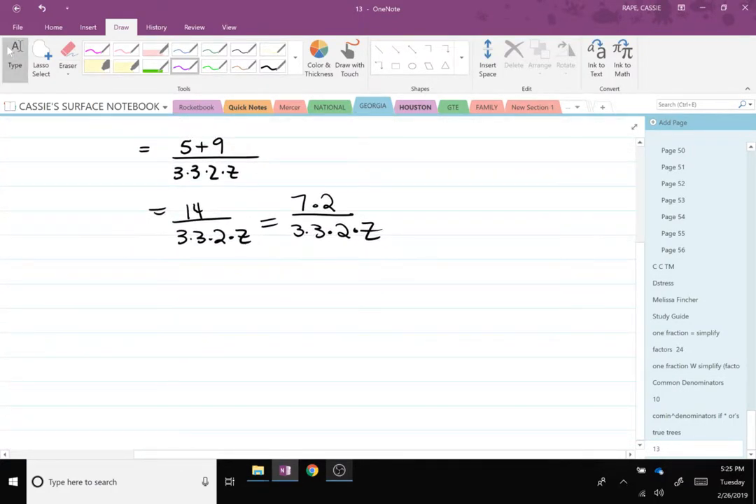So looking at this, I see that a 2 over a 2 makes a 1. Those cancel. And what I end up with is 7 left in the numerator over 3 times 3 is 9, and a z left in the denominator. And congratulations, you're done.